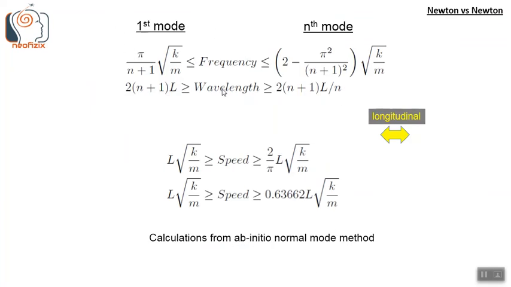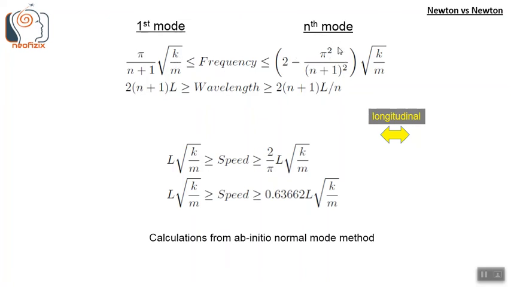From the ab initio first principle calculations using the force balance equations on individual mass units, we get these limits for frequency, wavelength, and wave speed. In the n mass, n+1 spring system, the lowest frequency is at the first normal mode. We get that as pi by n+1 into square root of k by m. So when n tends to infinity, the lowest frequency tends to become 0, because it goes as 1 by n+1.